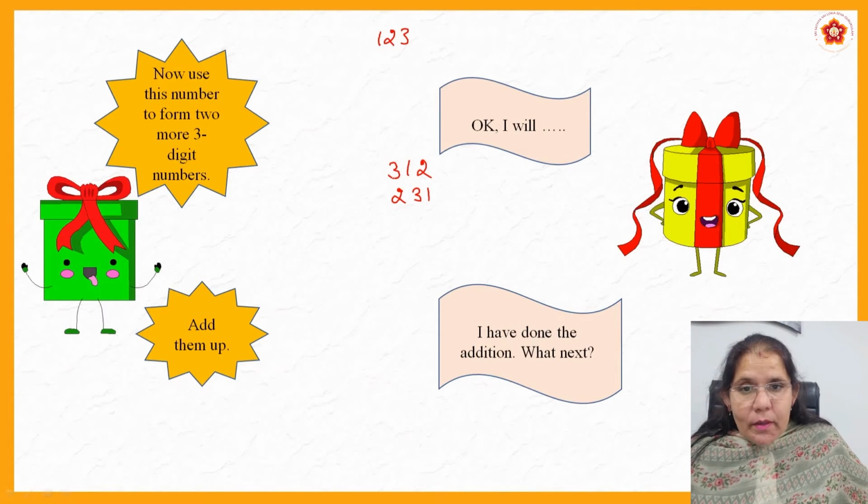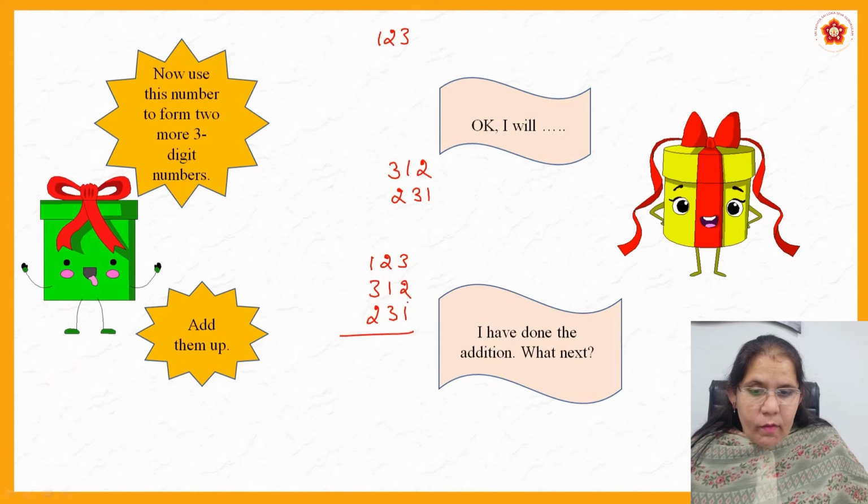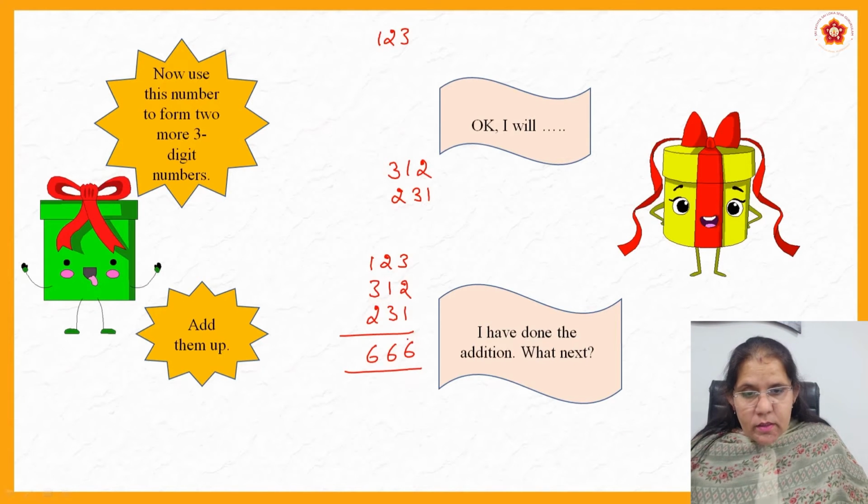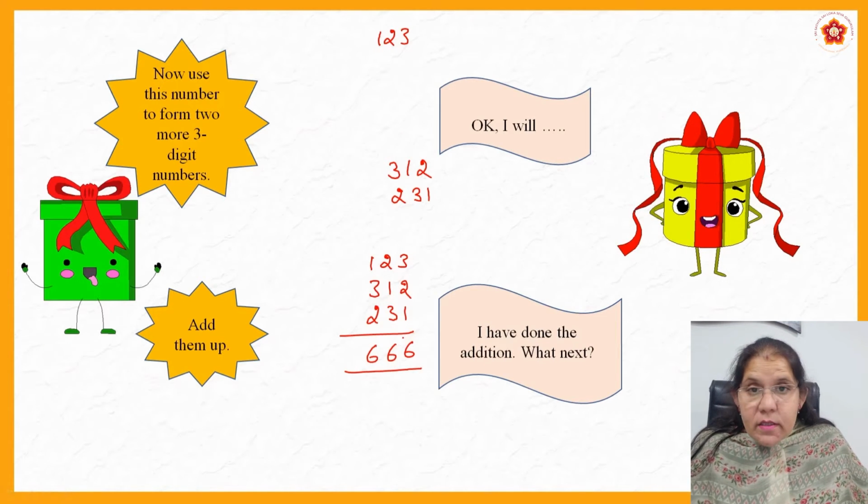123 was the original number. The digits were shuffled to get 2 more 3-digit numbers using the same digits. The other numbers were 312 and 231. Then Steve said, add them up. Now let's see. 123, 312, 231. Add them up. 666. So after adding, Oscar said, what next?